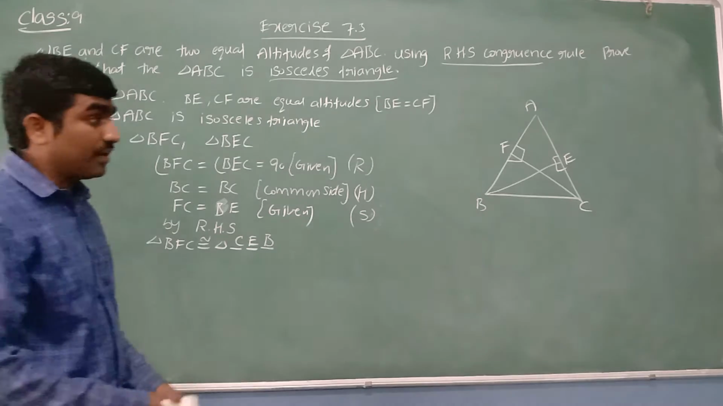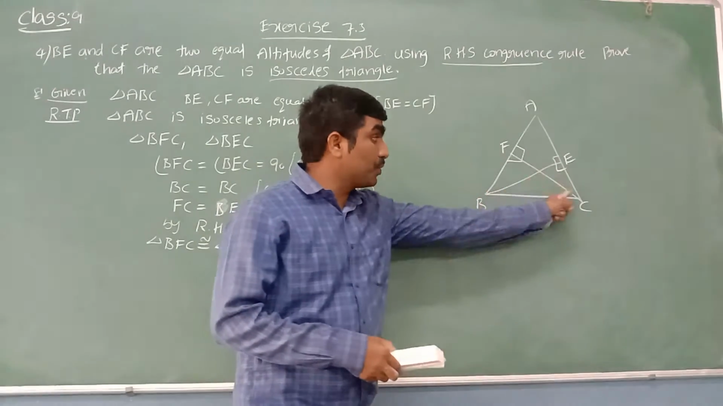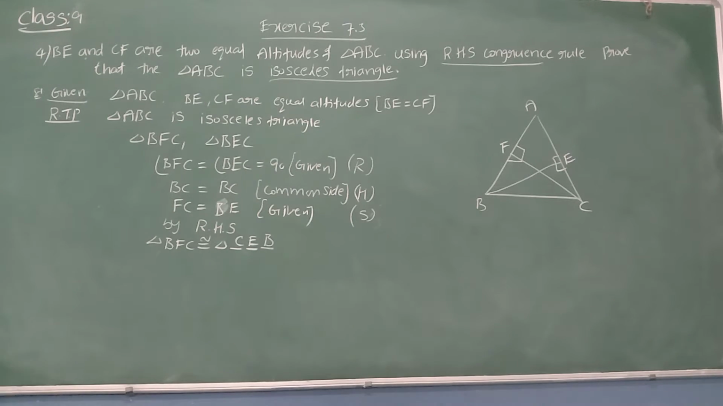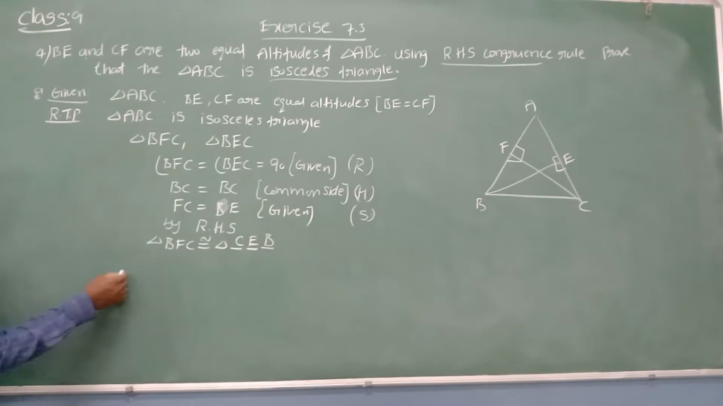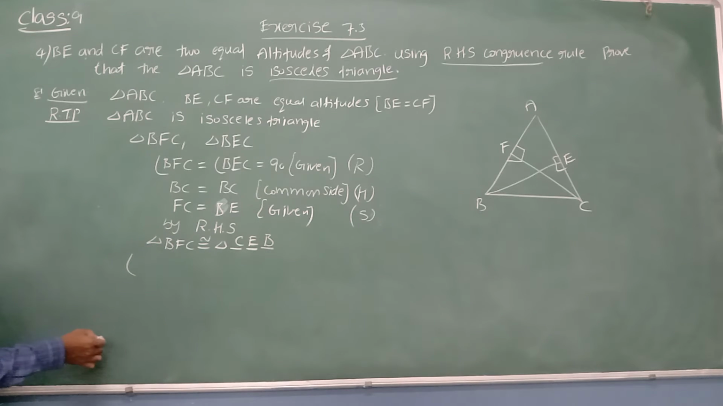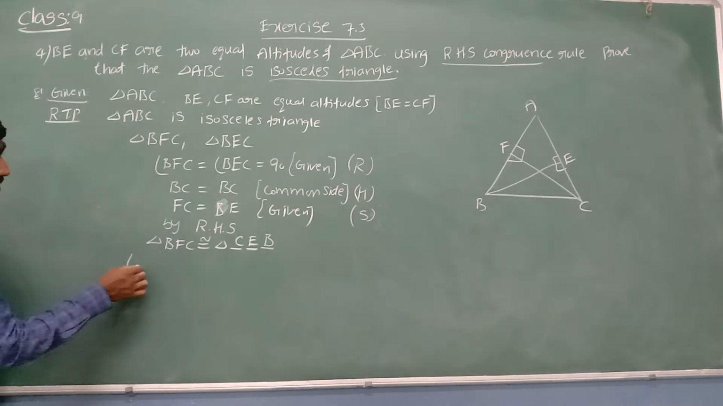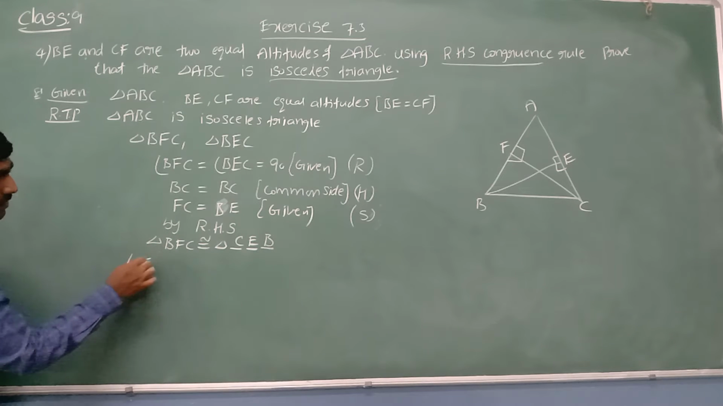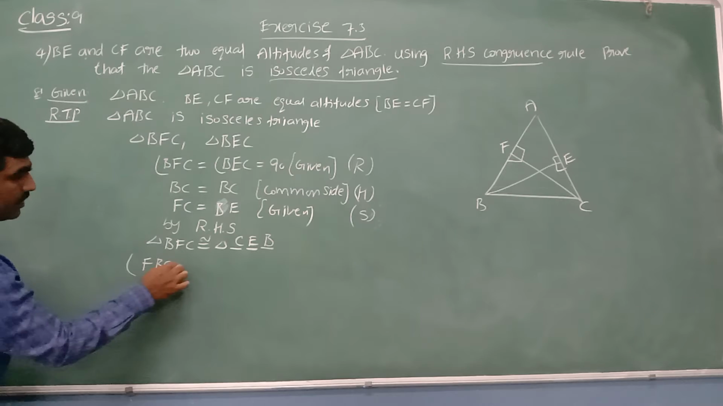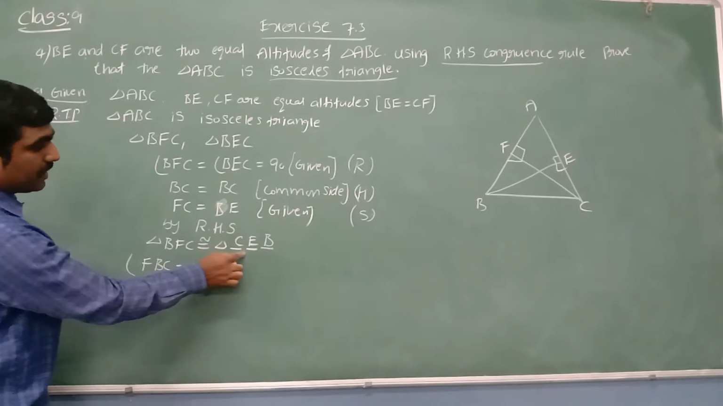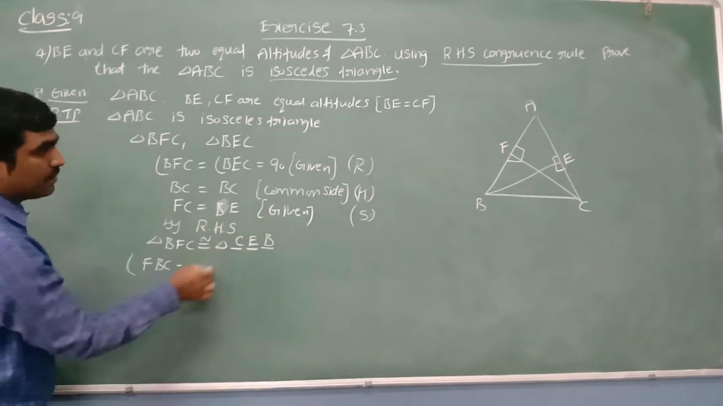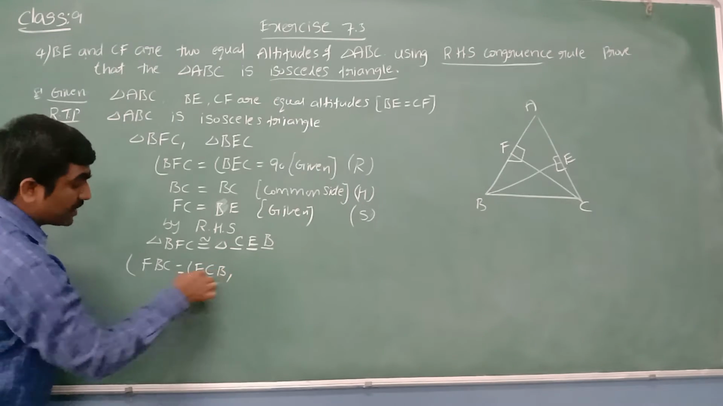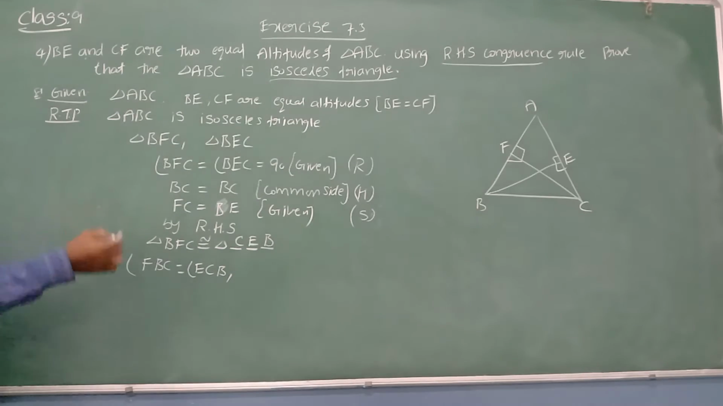So after writing the symbolic form, what is my intention actually? I want to prove two angles are equal. So once two triangles are congruent, what can we say? Corresponding angles are equal. Angle B, yes. Which angle B? Angle FBC. In triangle BFC, angle B means angle FBC. It is equal to, in triangle CEB, angle C, which means angle ECB. We express it with three letters so that we can write without any confusion.